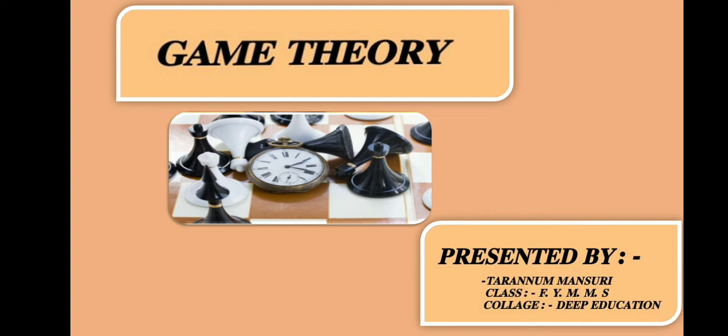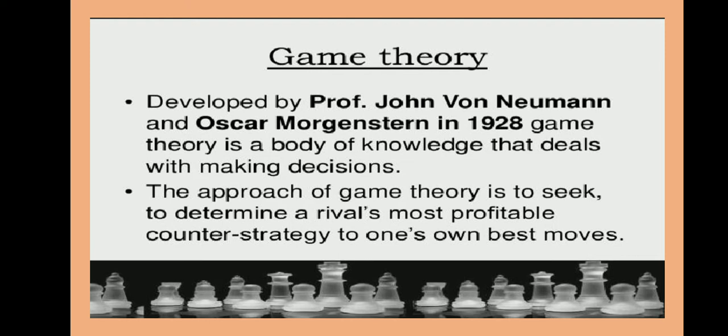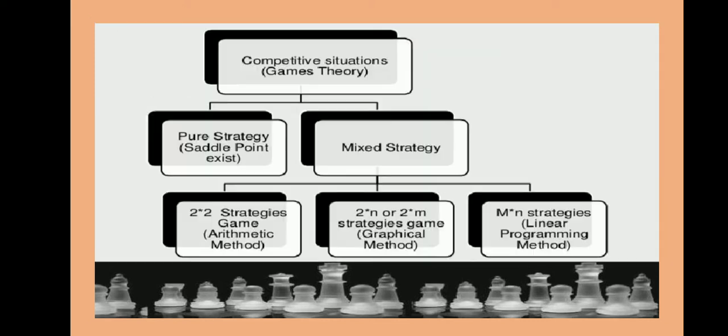I'm going to present on the topic of game theory. So let's see the meaning of game theory. Developed by Professor John von Neumann and Oscar Morgenstern in 1928, game theory is a body of knowledge that deals with making decisions. The approach of game theory is to seek to determine a rival's most profitable counter strategies to one's own best moves. Now we have the diagram of game theory.